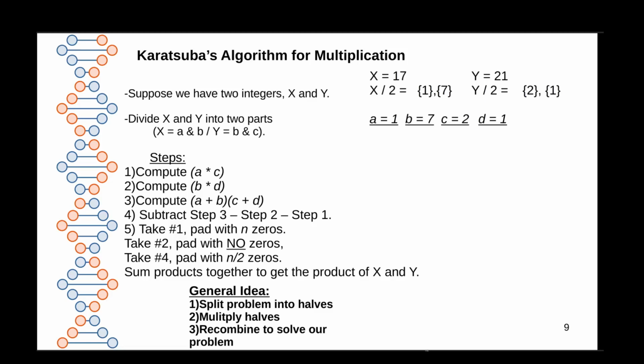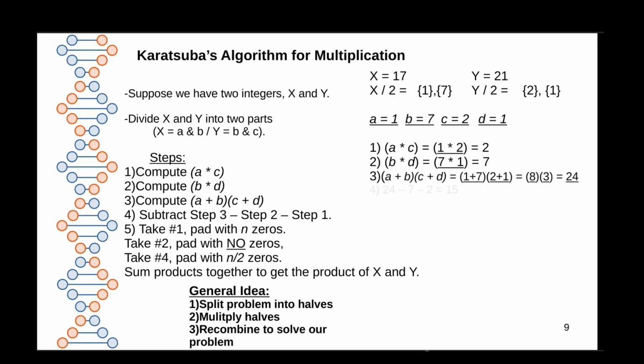Next, we take the products of digits b and d. Afterwards, we'll add and then multiply a and b by c plus d. Once we get these values, we'll take our product from step 3 and subtract steps 2 and 1. Now we take our value from step 1 and pad it with n zeros.